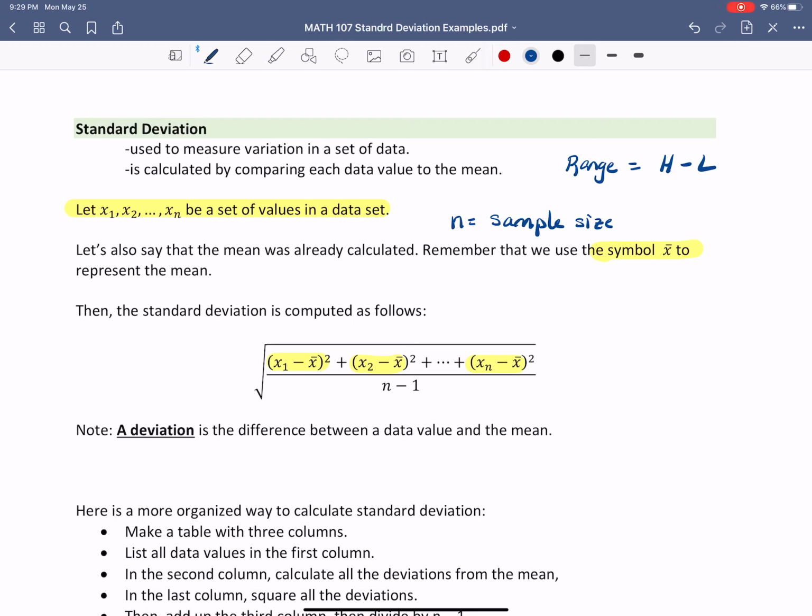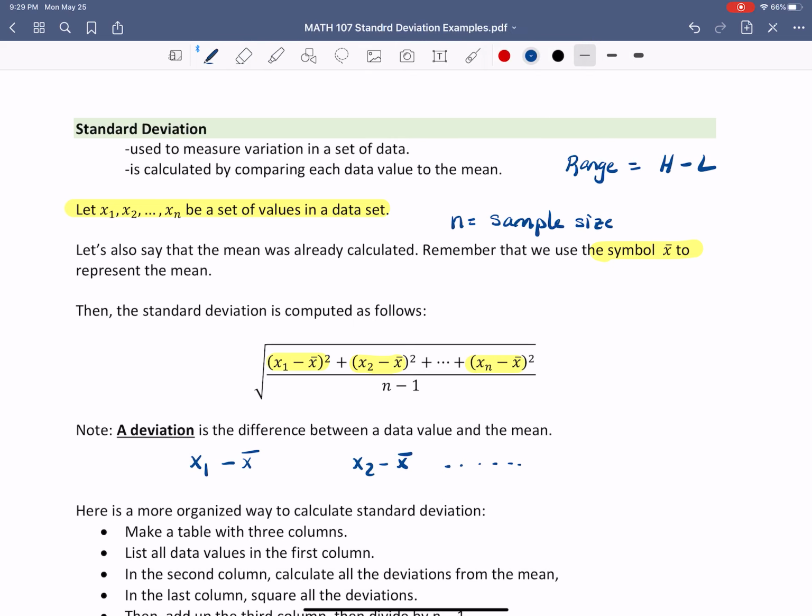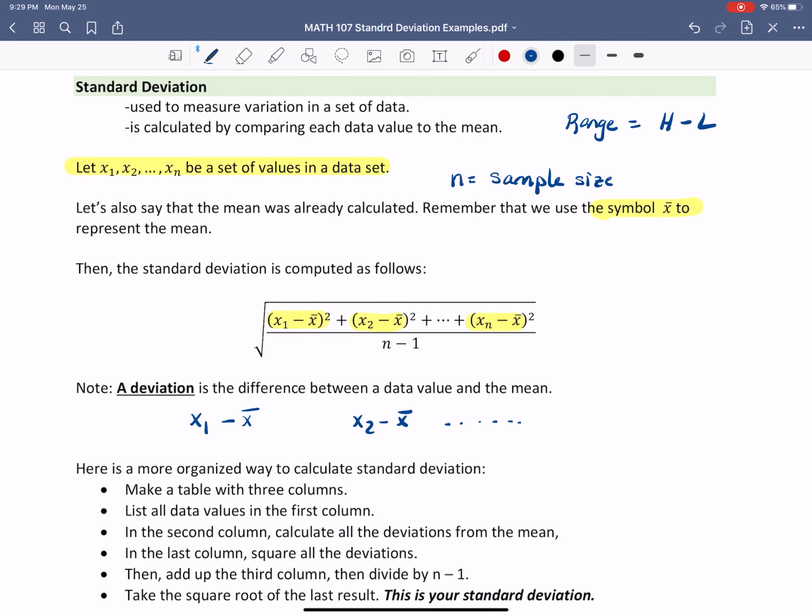Okay, so how does all of this come about? Well, let's look a little bit more in detail at some of these things. These things that we call x1 minus x bar, x2 minus x bar, etc., those are what we call deviations. And a deviation is just how far away something is from the mean. So if I have 10 different data values, I'm going to have 10 different deviations because I'm going to be subtracting the mean from all data values. Okay, so that means that these are all deviations.